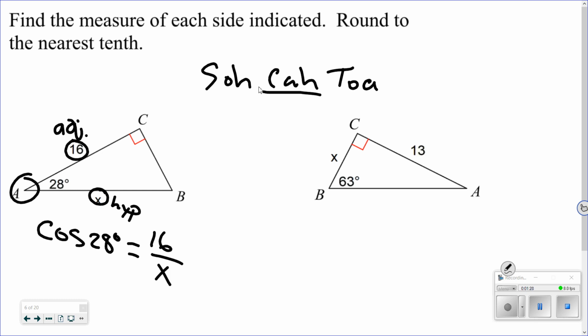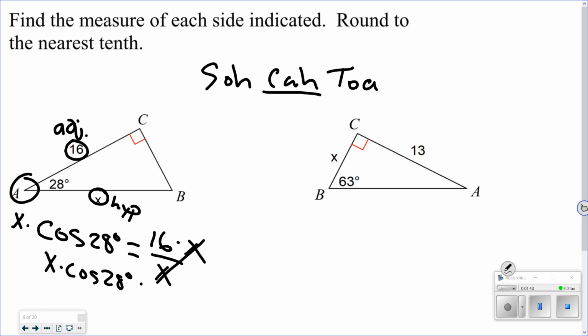Okay, I've got my equation set up. Now all I have to do is solve for x. So I'm going to times by x on both sides to get the x off the bottom of the fraction. My new equation now is x times the cosine of 28 degrees equals 16. Divide by the cosine of 28.